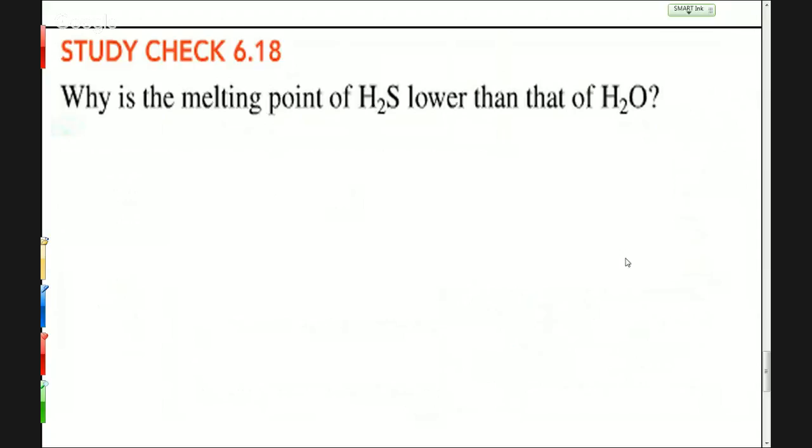First, whenever we're talking about melting or boiling, we're talking about attractive forces. So whenever you see a question like this, you should think about, okay, what kind of attractive forces are in play here? What we can do is look at those molecules and figure out what kind of forces are going on. They both have the same shape. They're both polar molecules. H2S is going to look like this. H2O looks like this.